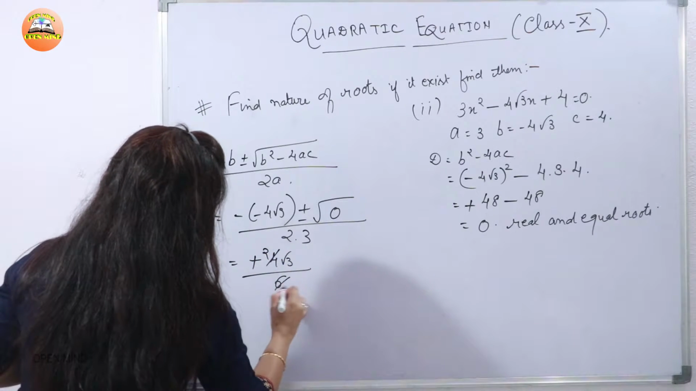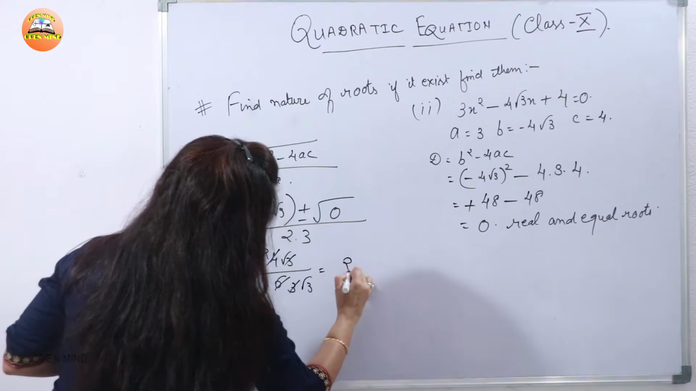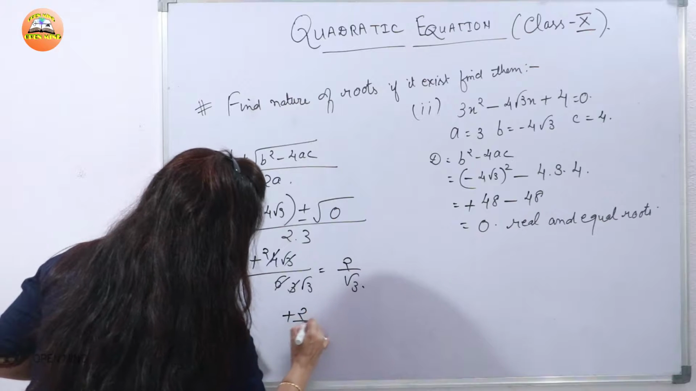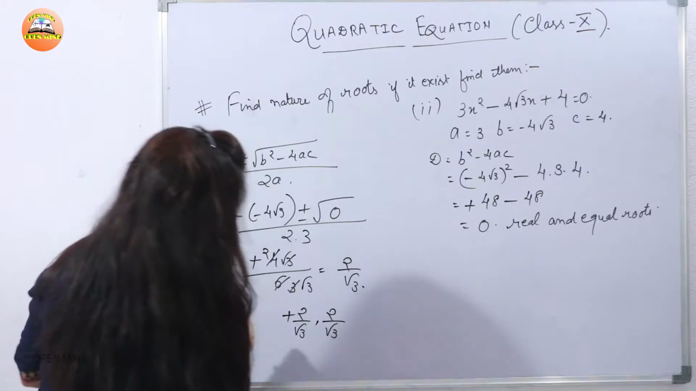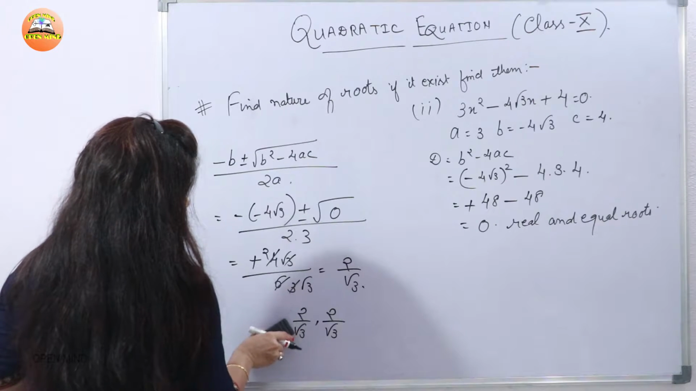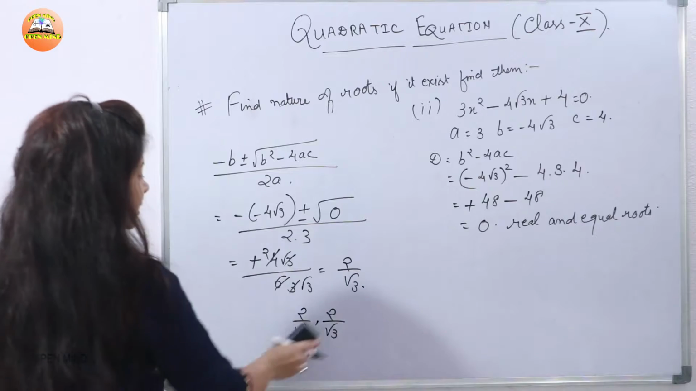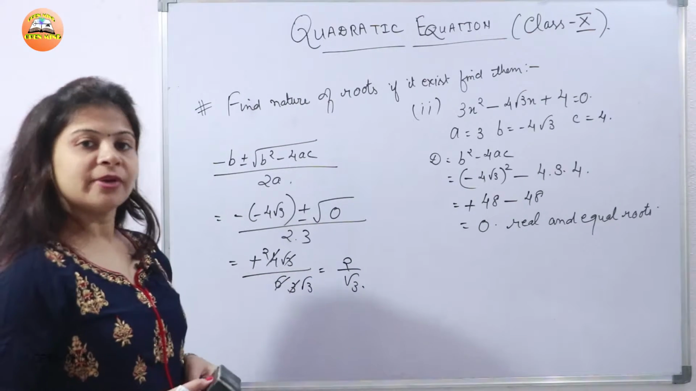So 2 2s are 4, 2 3s are 6. This root 3, so it becomes 2 by root 3. So we get plus 2 by root 3 and another one is also 2 by root 3. Why? Because it is equal roots, the values will be same. So we get the ultimate value to be 2 by root 3. No need to write this step. This can be the final answer.